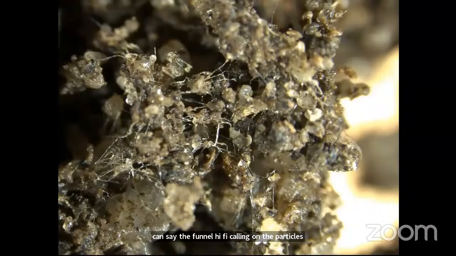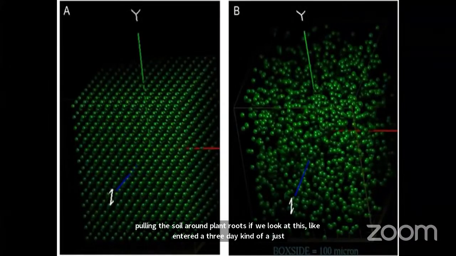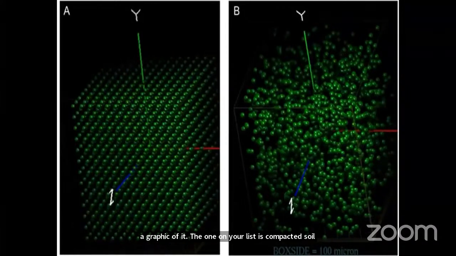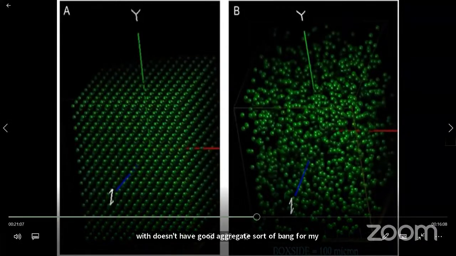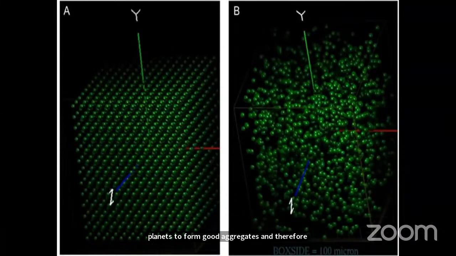If we look at this in a 3D graphic, the one on your left is compacted soil that doesn't have good aggregates formed by plant roots, and the one on the right is where the soil particles have been pulled together by the glues and gums from the microbes supported by plants to form good aggregates and therefore lots of pore space in that soil, where water can infiltrate easily, where air can infiltrate easily, and if the roots are going to support microbes that can fix nitrogen, then we have to have lots of atmosphere, lots of air being able to get into that soil. So good soil structure is important for that because the atmosphere is 78% nitrogen, and that's the way plants have obtained their nitrogen for millennia.